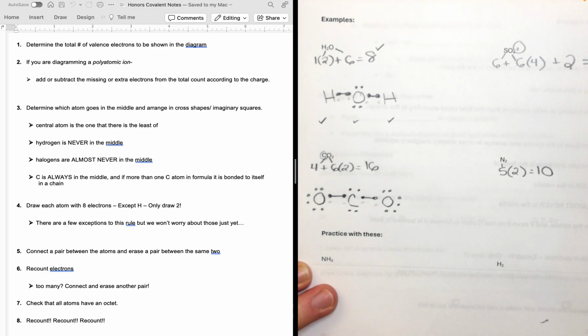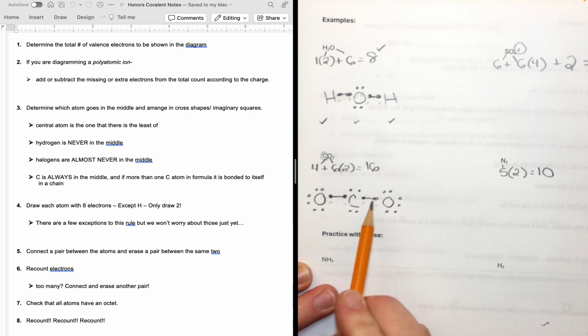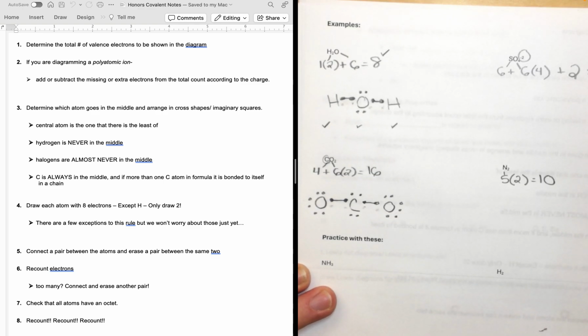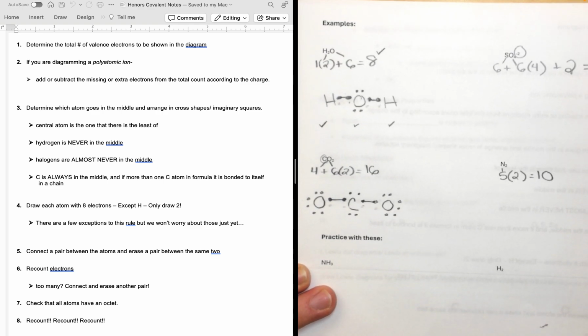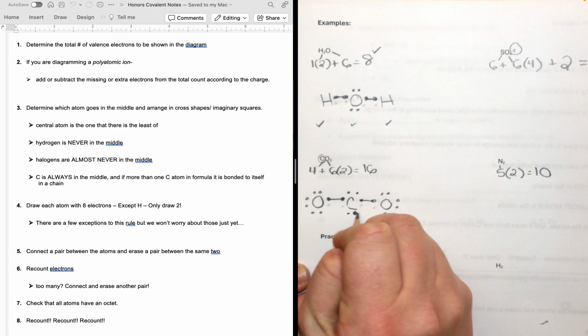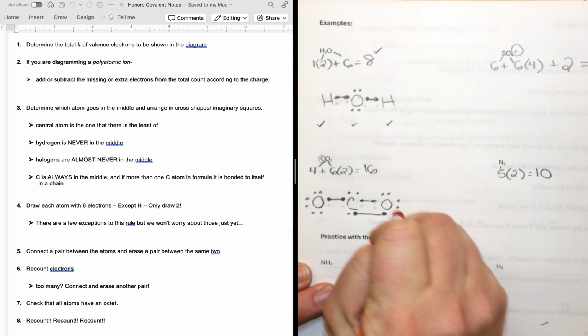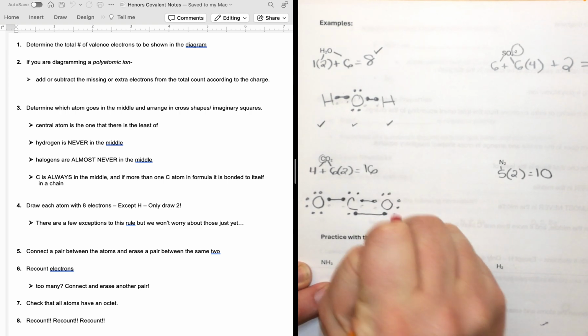2, 4, 6, 8, 10, 12, 14, 16, 18, 20. Uh-oh, that means we have too many. So it says connect and erase another pair. So I'm going to pick to do this one with this one. Okay, we always want to make sure we're connecting to the central atom. We wouldn't want to make a bond between the two oxygens.